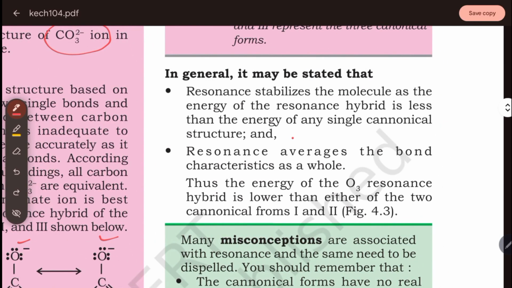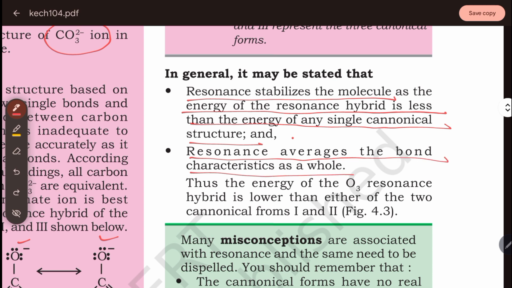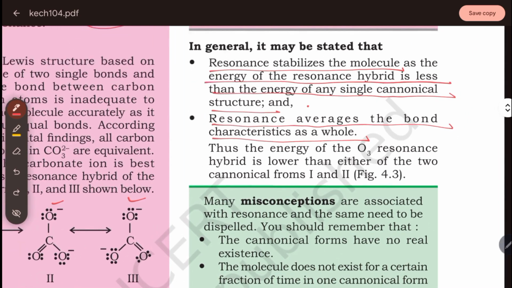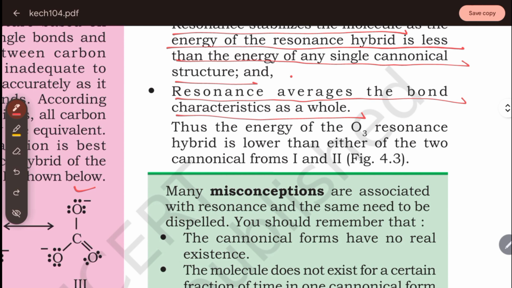Now, resonance stabilizes the molecule. Wherever there is resonance possible, wherever more than one structure is possible, the molecule attains extra stability, as the energy of the resonance hybrid is less than any of the canonical forms, which I have just now said. Resonance averages the bond characteristics as a whole, like the bond length we have seen between oxygen atoms in O3. So it has an intermediate oxygen to oxygen bond length between a double bond and a single bond.